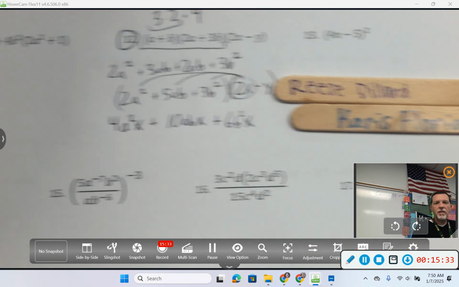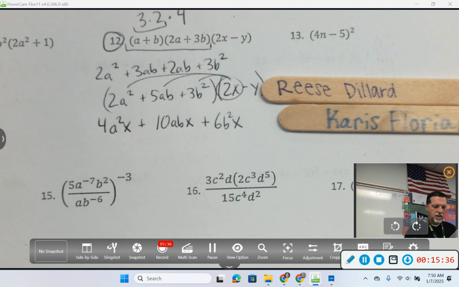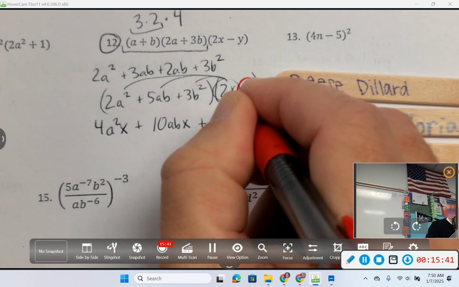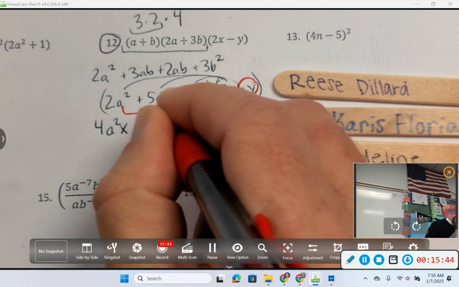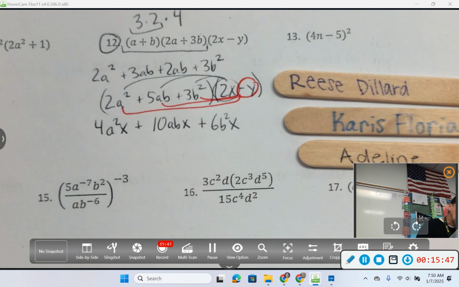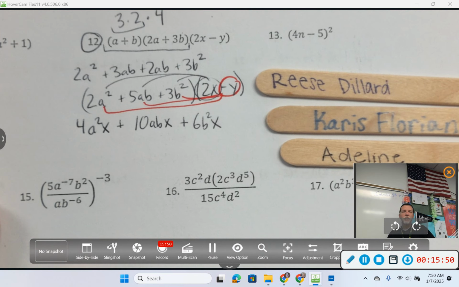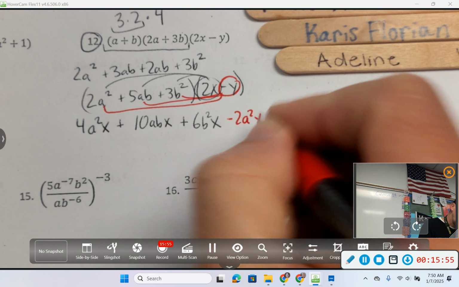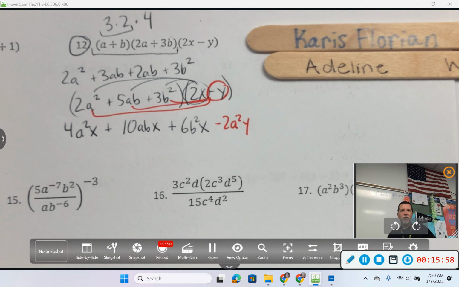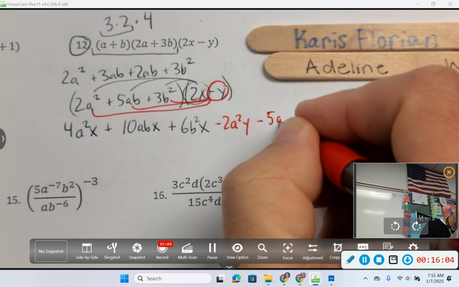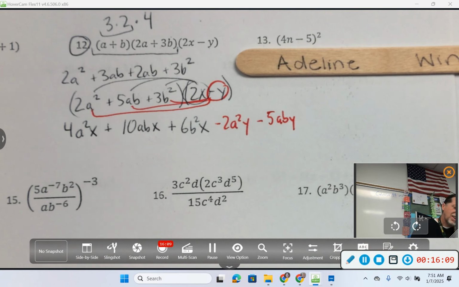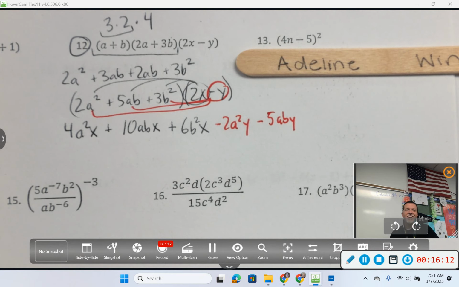Next up, we'll multiply that minus y to everybody. So make sure you keep that negative on there. So that's six. Reese, yeah, it is going to be 6 terms. Reese, what's negative y times 2a squared? Good. Harris, how about negative y times 5ab? Yep. And Adeline, what's negative y times 3b squared?